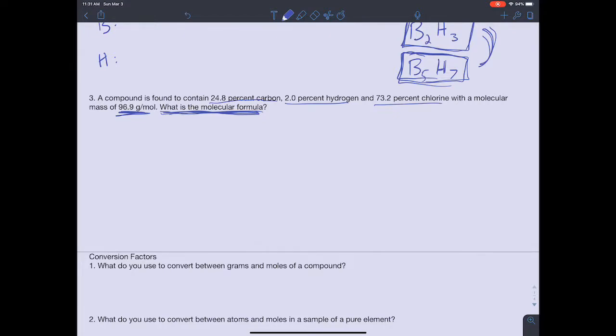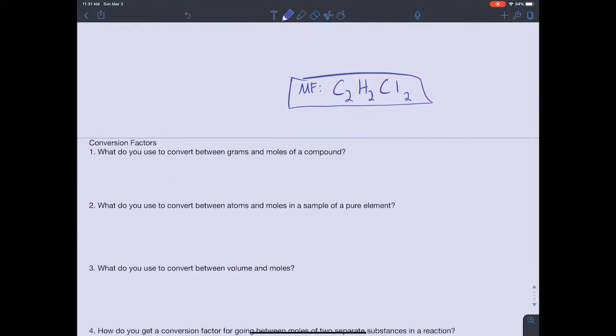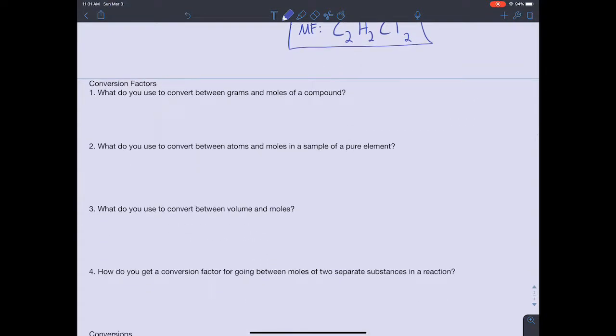So after doing this, you should get a molecular formula of C2H2Cl2. Okay, so this should be your final answer for molecular formula. Now the empirical formula answer would be in there as well, but this is the final answer for your molecular formula. Okay, now let's move on to conversion factors.